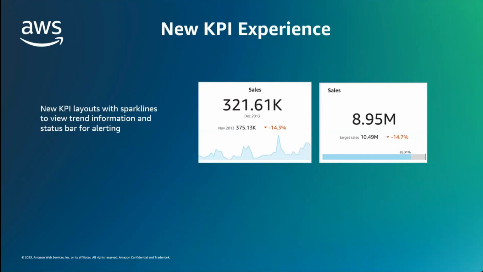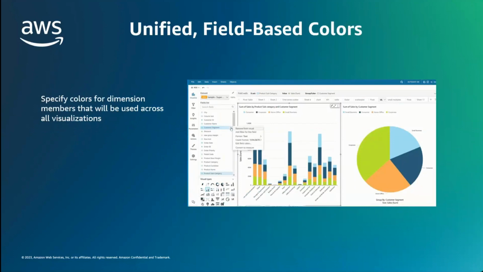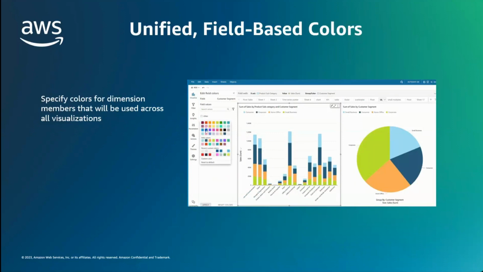Okay, we take a look at the unified field-based color. A lot of customers have been asking us to be able to easily reflect the different colors on the visuals, so that they're uniform if there are certain dimensions or members of a particular field. The same colors appear across all visualizations within the dashboard. So you'll see a quick demo of that.